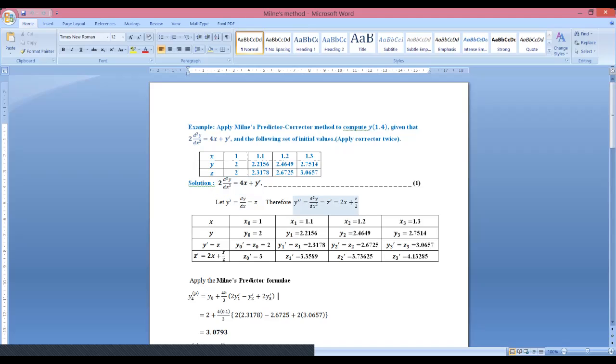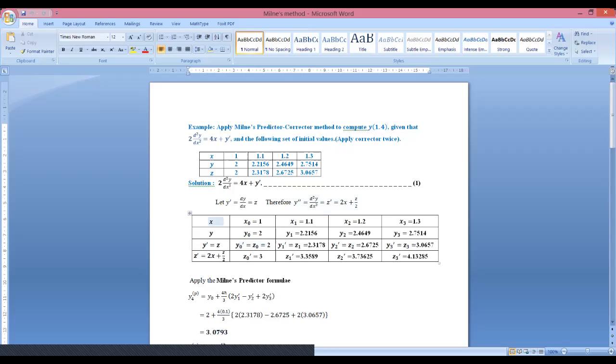So the second order differential equation d2y by dx square is 2 times x plus y dash by 2, but y dash is z, so it is z by 2, and we are denoting this d2y by dx square as z dash, because y dash is z, y double dash becomes z dash. Thus we have reduced it to two simultaneous ordinary differential equations. One is y dash equal to z, the other one is z dash equal to 2x plus z by 2.